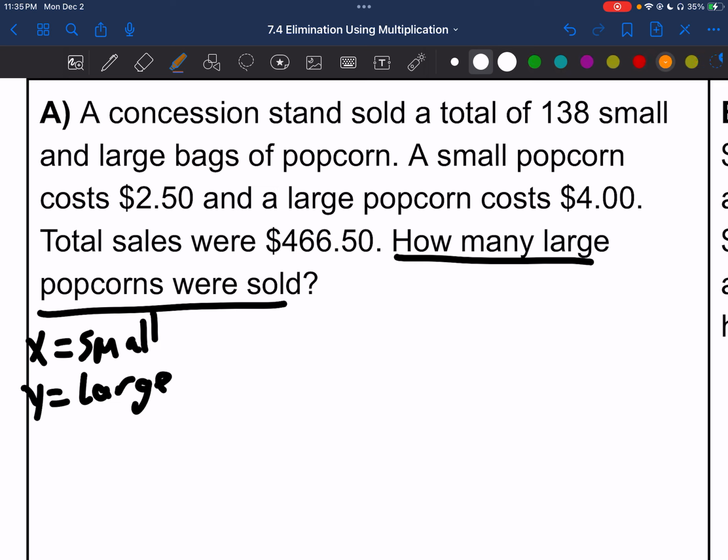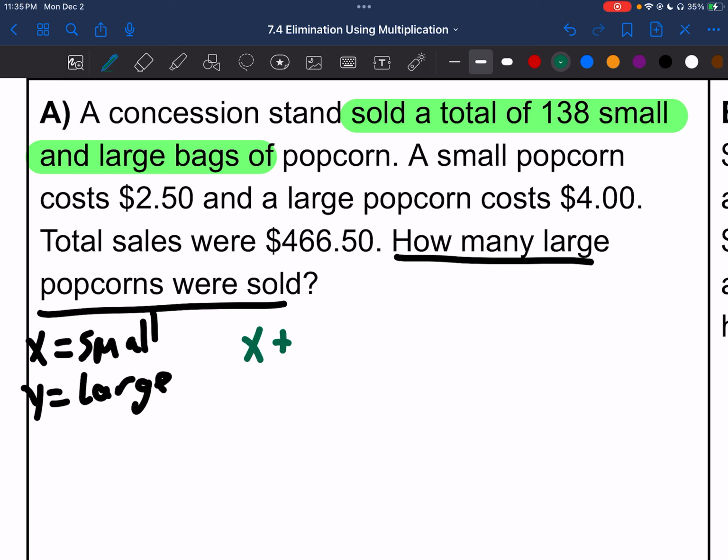Now let's look at what we know. One equation: the concession stand sold a total of 138 small and large bags. That's going to be my first equation right there, right? When we see total, it tells us we are adding. So small plus large is going to equal 138. My small is x, my large is y, and that's going to equal 138 bags that were sold. Okay, that's our first part.